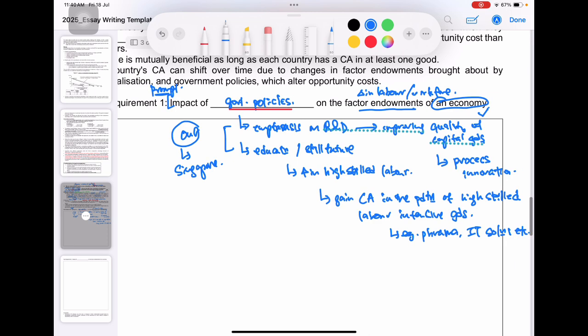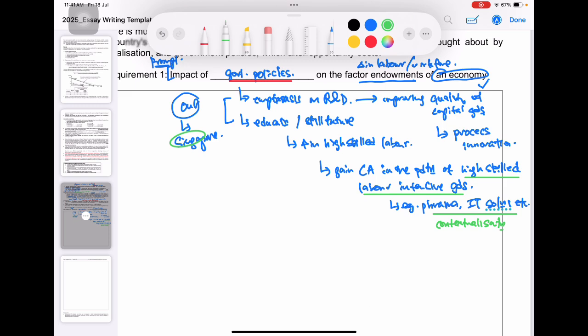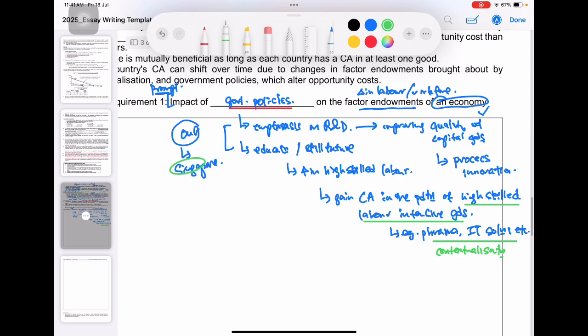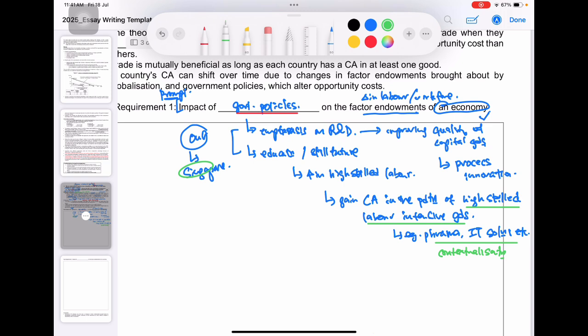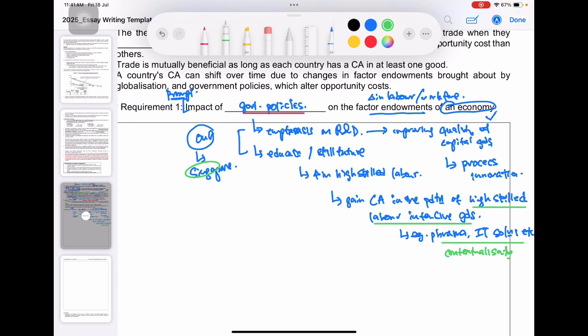Okay, so over here you do see that this is actually the contextualization, a real world example. I use Singapore as an example. And then in terms of phrasing, we want to see that gain the CA in the production of high skilled labor intensive goods. Okay, then the low skilled labor intensive goods will then be like production of cloth, agricultural products. But in the real world right now, even the production of agricultural product in Singapore, we also use capital, and we needed high skilled workers to function on that. However, we just leave it aside first.